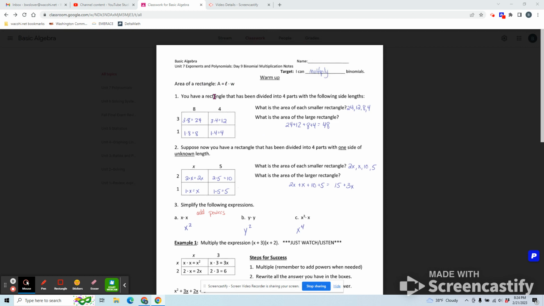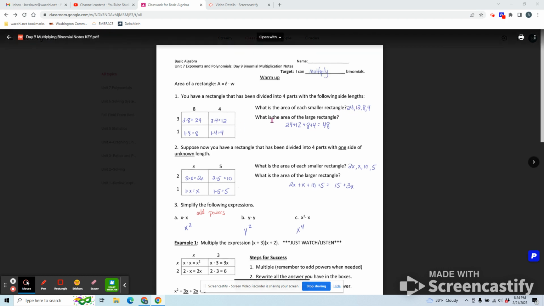Question 1 in the warm-up is asking, if I have this rectangle divided into 4 parts, I need to find the area of each rectangle. To find the area, it says right here, length times width. 3 times 8 is 24. 3 times 4 is 12. 1 times 8 is 8. 1 times 4 is 4. So I found the area of each rectangle.